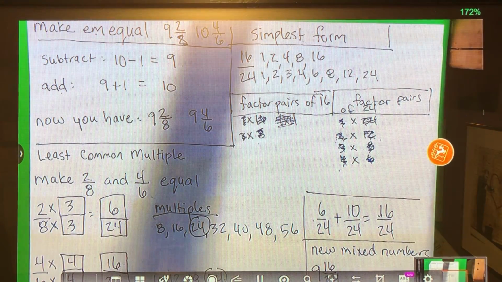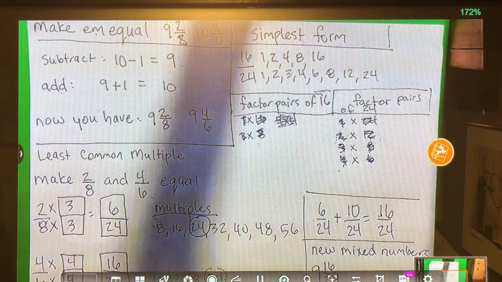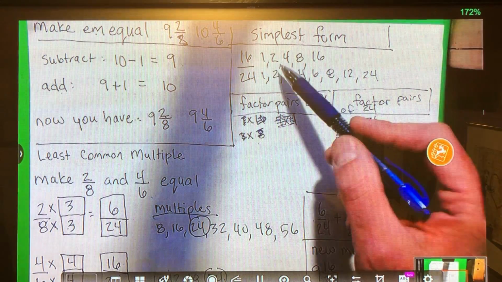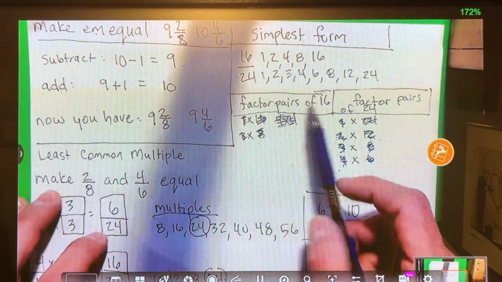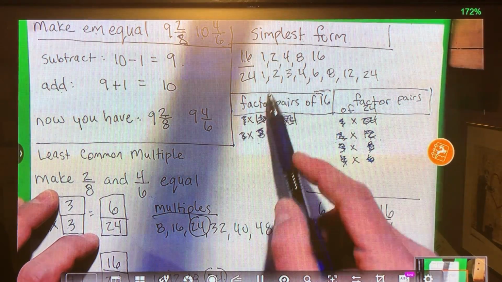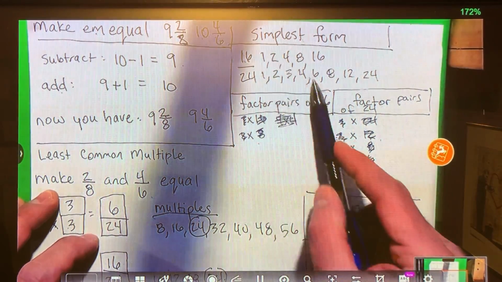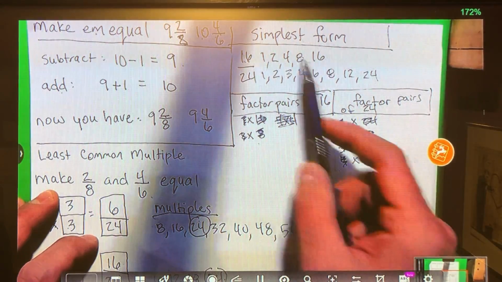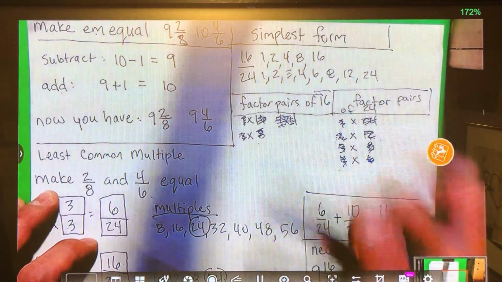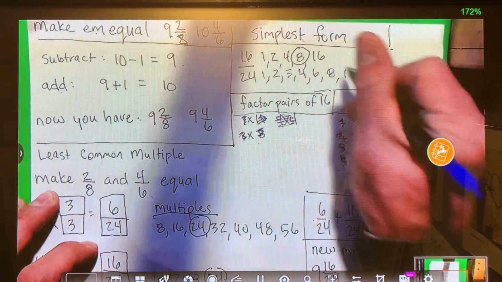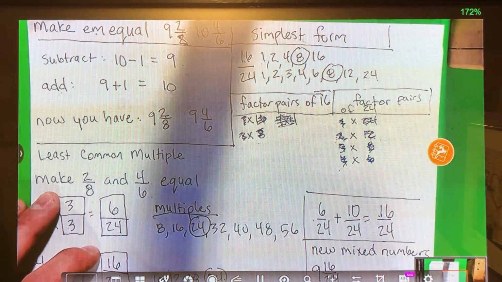Well, number 4 says greatest common factor. Greatest means biggest. What is the factor that both 16 and 24 have that is the biggest? We have 1, good, both got it. 2, both got it. 4, they both got it. 8, they both got it. 16 and 12, 24. It looks like 8 is our greatest common factor.